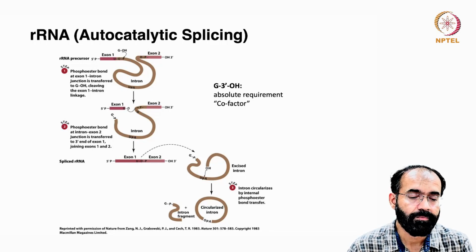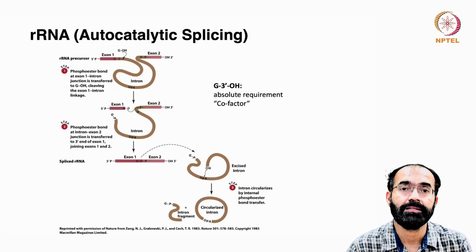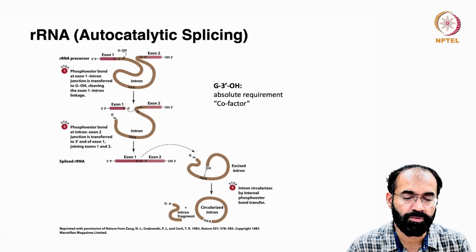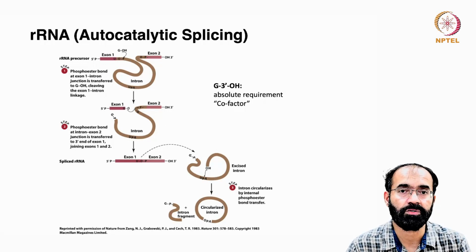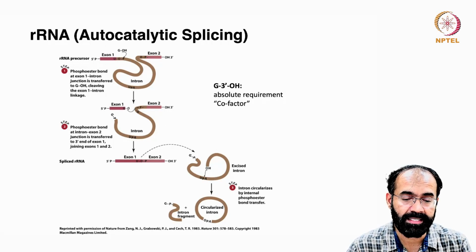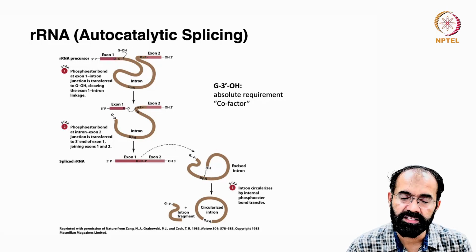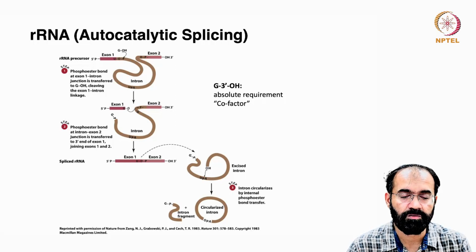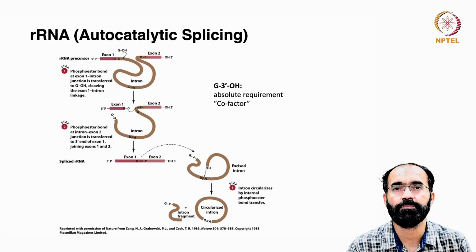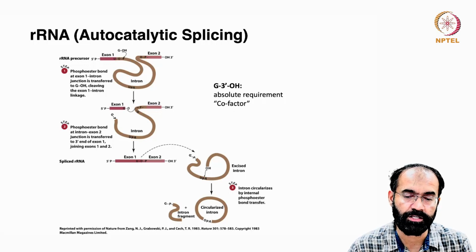And then as you saw in the case of group 1 intron, the 3' end of the exon 1 participates in the second transesterification reaction, and you end up getting a fused exon 1 exon 2 and the intron is released out. So the intron later on circularizes by the formation of a phosphodiester bond, and this will be cleaved off. So this is the post processing of the released intron.